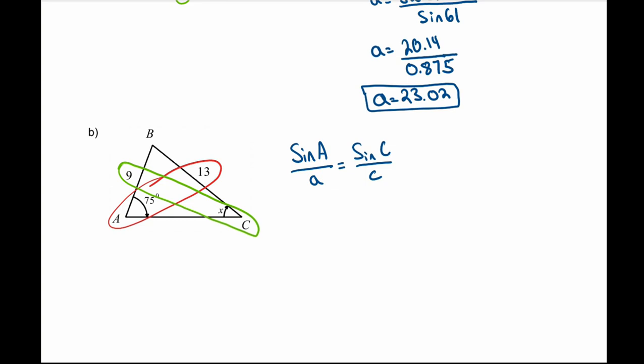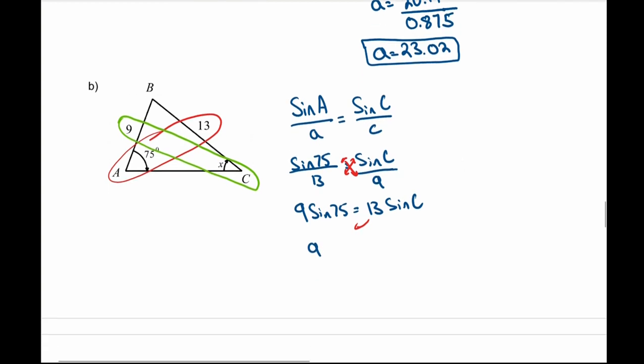Once I write out my formula, I'm going to fill in with my given information. So in this case, sine angle A is 75 degrees divided by side A, which is 13, equals sine C, angle C is unknown, divided by side C, which is 9. I'm going to cross multiply, get rid of the fractions. 9 times sine 75 equals 13 times sine C. Now we want to work on isolating C. First thing I'm going to do is move the 13 over. Becomes division. So 9 times sine 75 divided by 13 equals sine C.